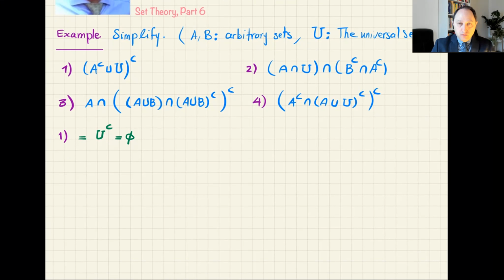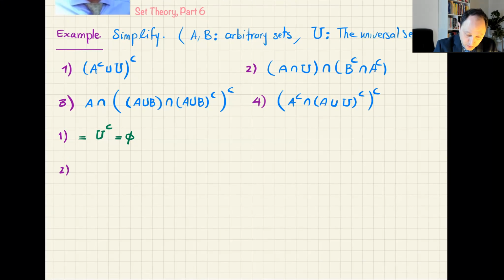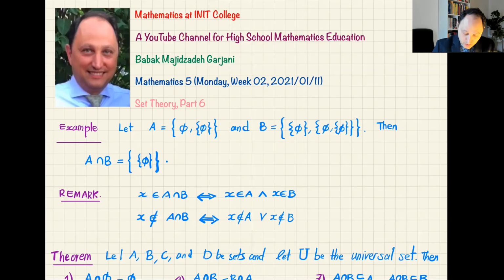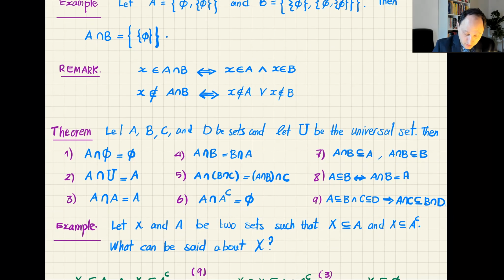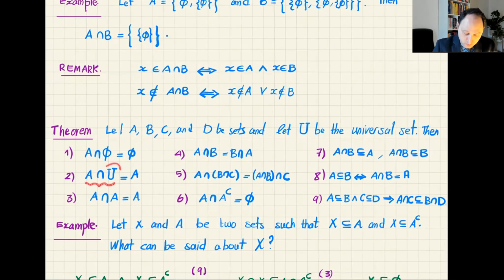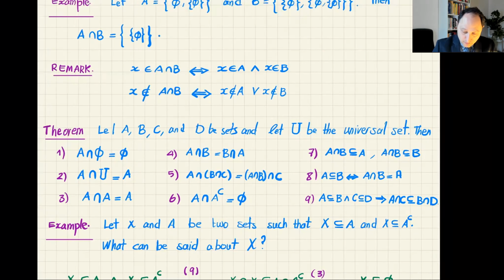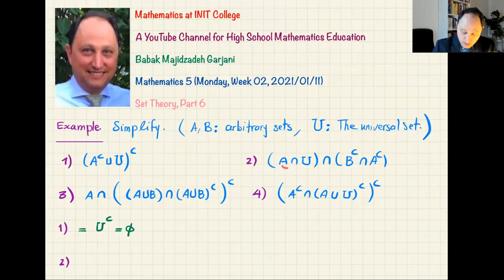Okay, so what do you think is the answer to number two? Also the empty set. But let us do it using those properties. The first thing that I want to do is to use the property expressed in the previous theorem. We know that the intersection of any set with the universal set is the set itself. So this becomes A itself. So let me write it in this form. The answer becomes equal to A.